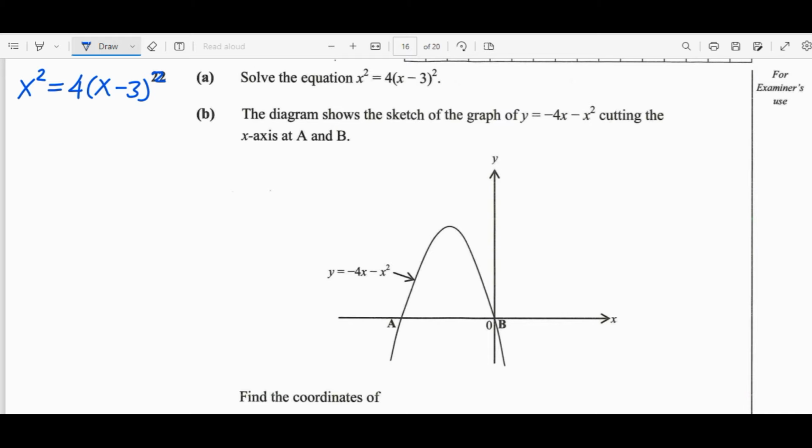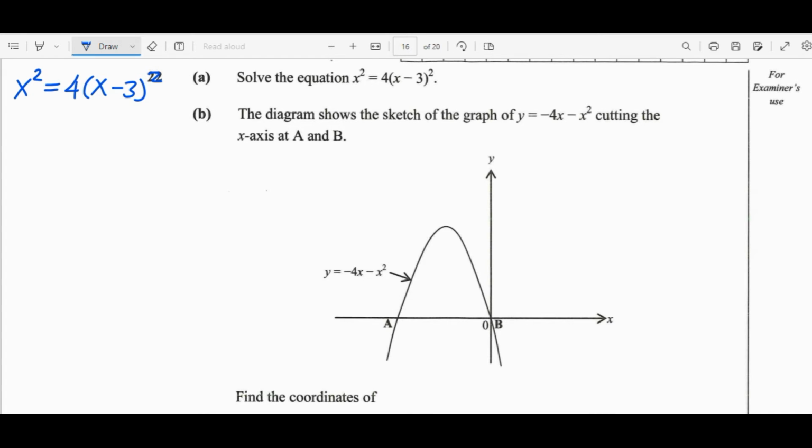But the easiest we can use is to introduce the square root on both sides. Why are we introducing the square root? So that we get rid of the power. So we cancel the power 2 and this cancelled. So I have x is equal to the square root of 4, which will be plus or minus 2, then x minus 3. Then this will cancel with 2.